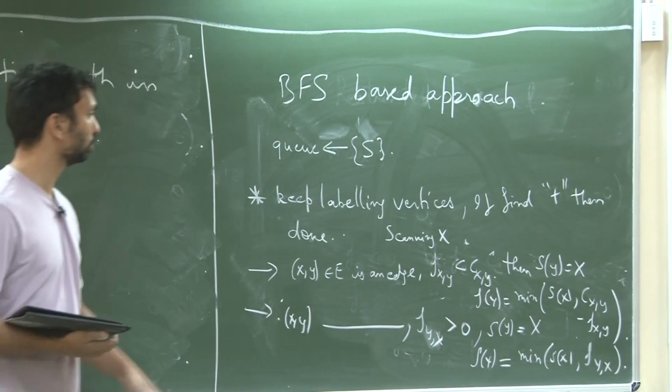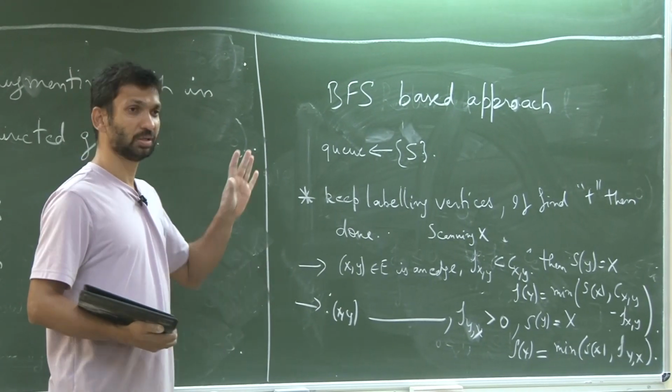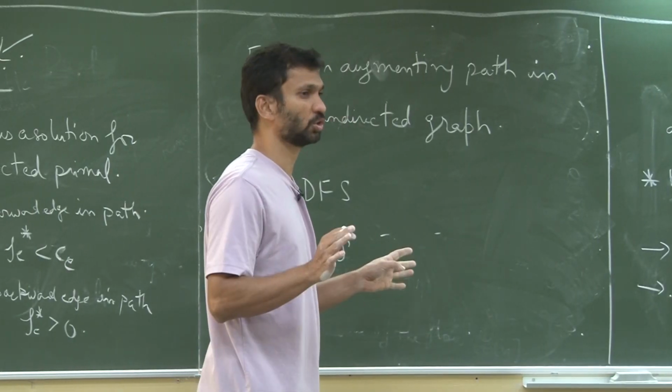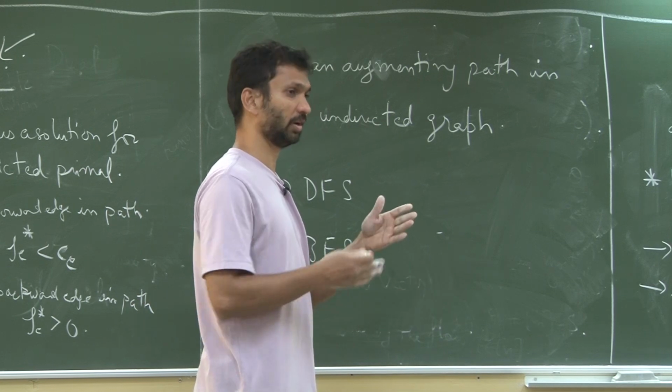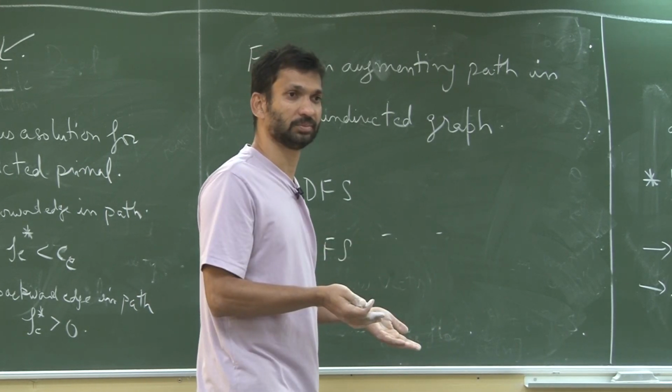Okay. So this is just a modified breadth first search, which allows us to find an augmenting path. Once T is found, then I can stop. Then I have a feasible solution. I have a feasible augmenting path, then I have a feasible solution for the restricted primal.